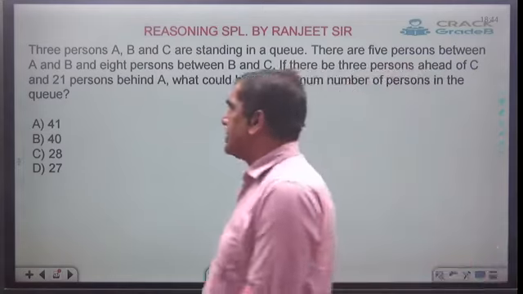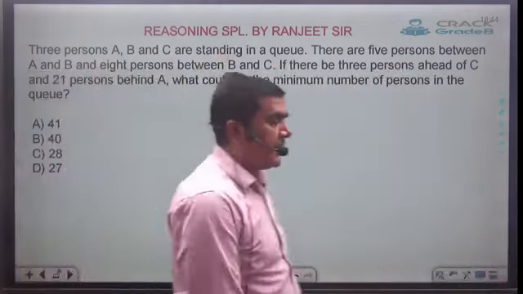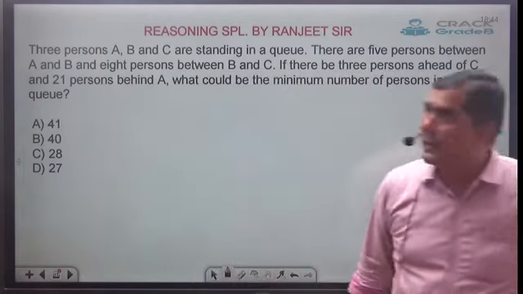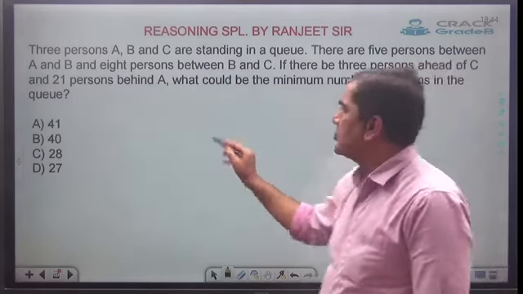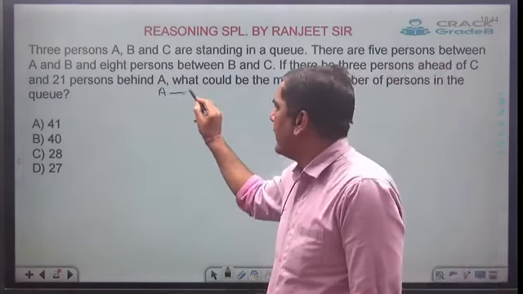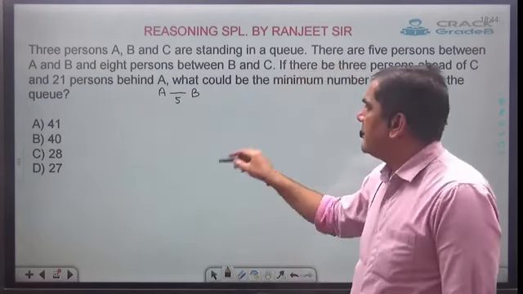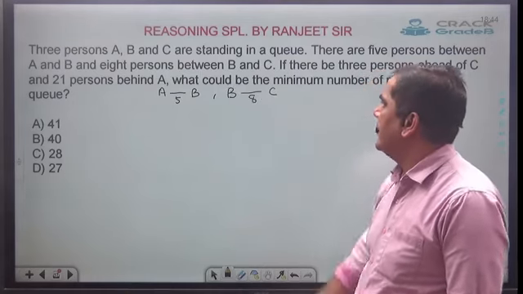Now before that, let's see what conditions they have given. A, B, C, 3 persons need to be seated in a queue. First condition, there are 5 persons between A and B. So A and B must have 5 between them. And 8 persons between B and C. So B and C must have 8 between them.